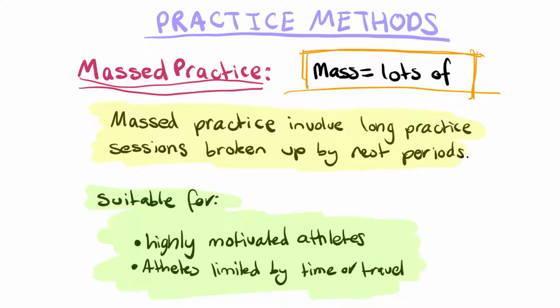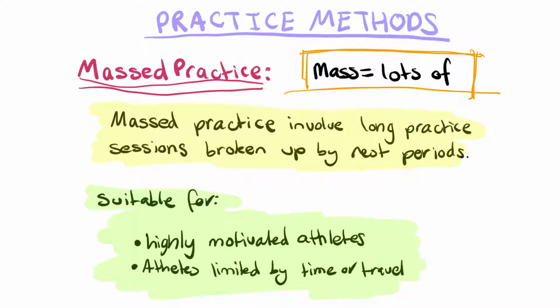So when we look at mass practice, it involves long practice sessions broken up by rest periods or sort of short breaks. So this might be, say, a 2-hour training session that might have 20-minute sort of practice sessions within that 2 hours, broken up by, say, like a couple of minutes in between, just sort of for an athlete to get a drink or to reset the skill or something like that. And this mass practice is suitable for highly motivated athletes and athletes that are perhaps limited by time or travel.